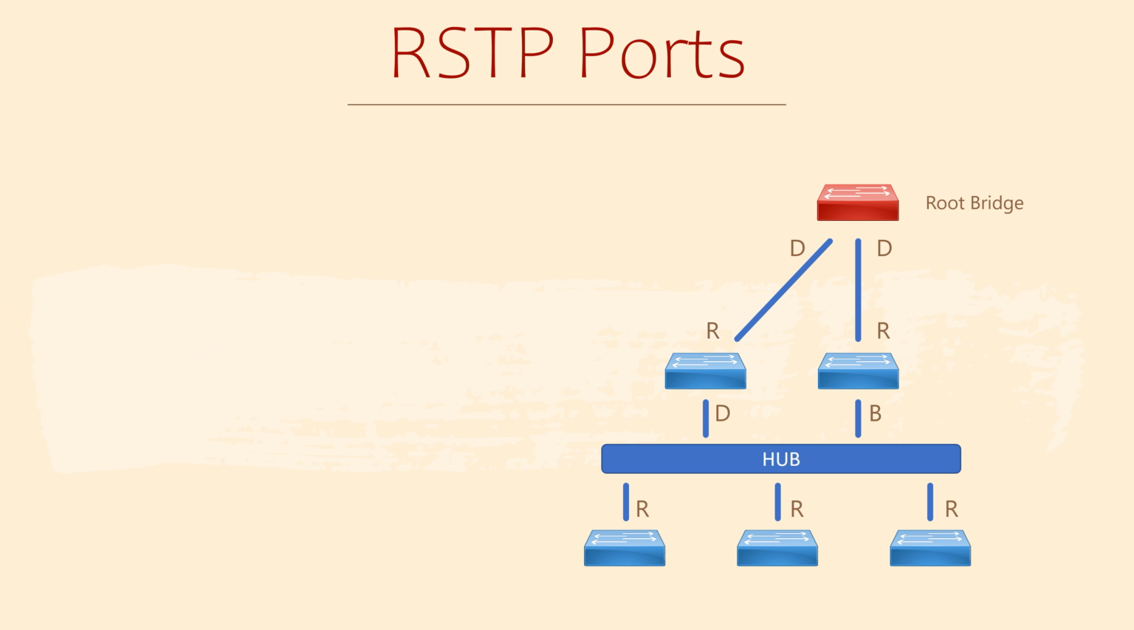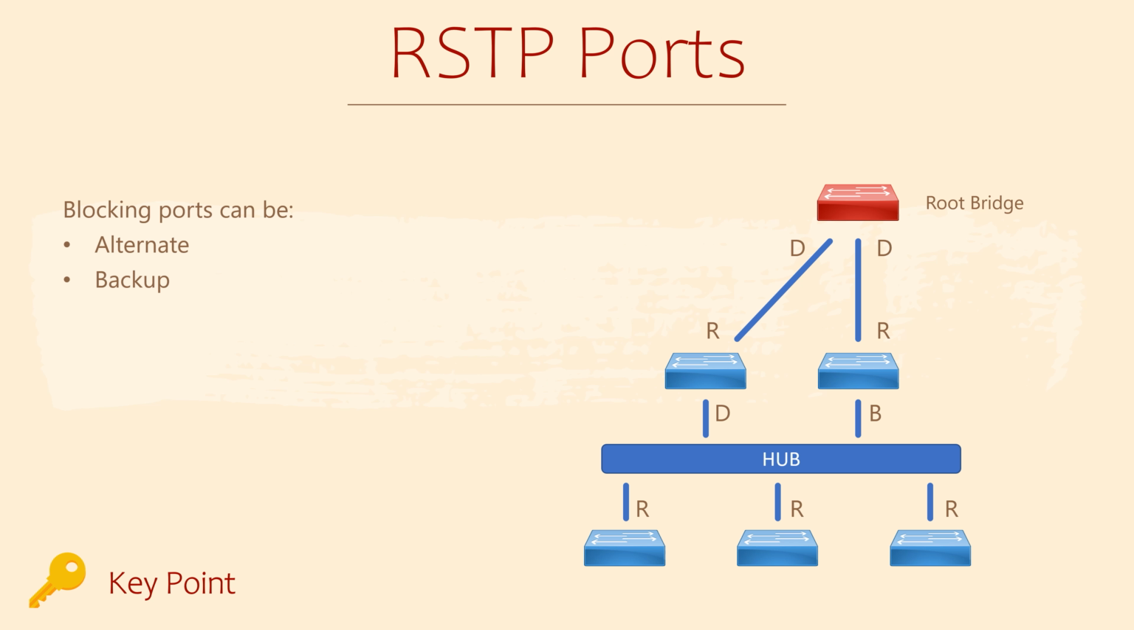The blocking port is where things get interesting. Blocking ports can now be categorized as either alternate ports or backup ports. Any type of blocking port will block regular traffic, but still allow BPDUs. In fact, a port must be receiving BPDUs to be in a blocking state. Of course, you might wonder why this is the case.